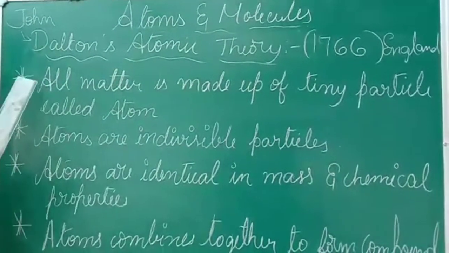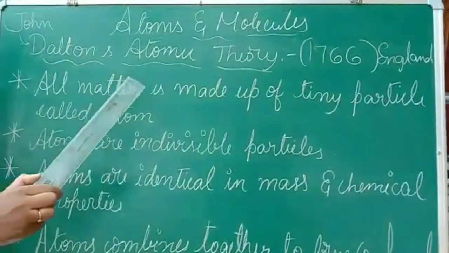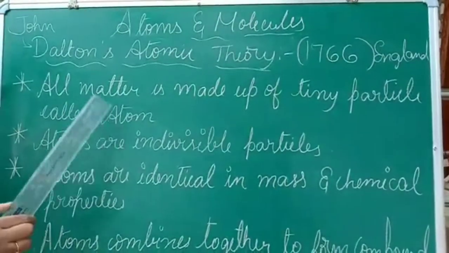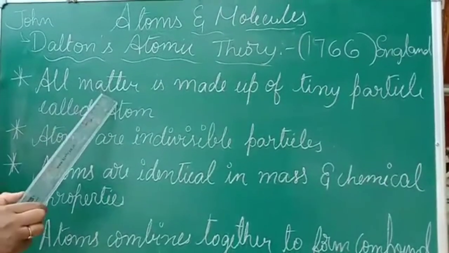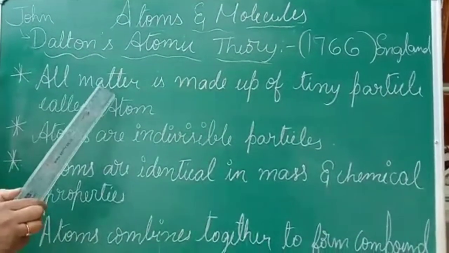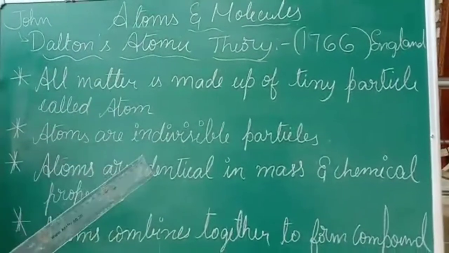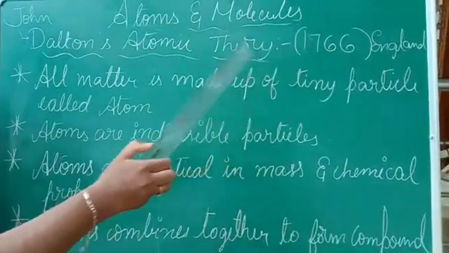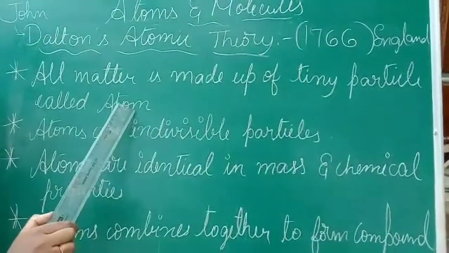Okay, so the first postulate of Dalton's atomic theory says all matter is made up of tiny particles called atoms. I repeat, all matter. What is matter? Matter is a substance which occupies space and has mass. In the previous chapter I told you about matter, right? So all this matter is made up of tiny, small particles called atoms. Okay, this is the first postulate.